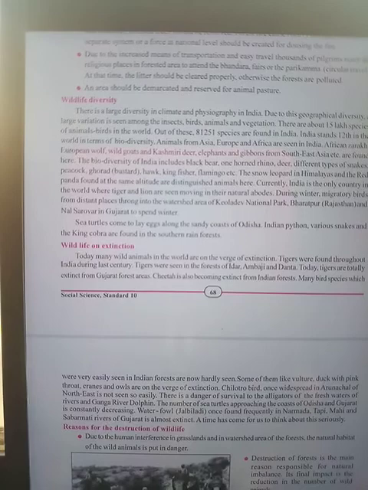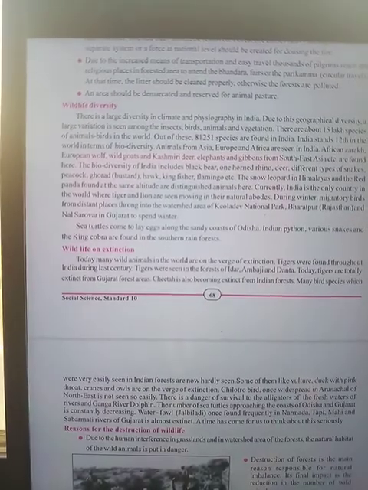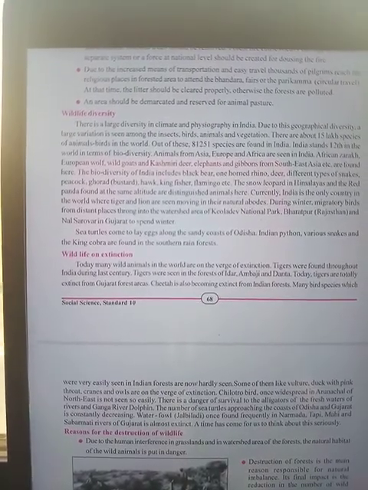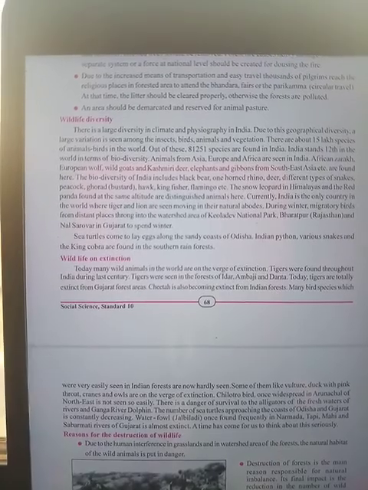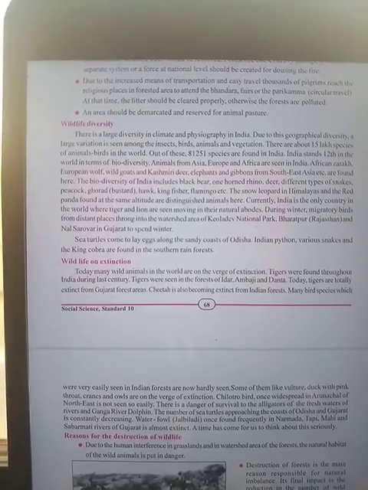The next one is wildlife diversity. There is a large diversity in climate and physiography in India. Due to this geographical diversity, large variation is seen among insects, birds and vegetation. There are about 15 lakh species of animals and birds in the world.